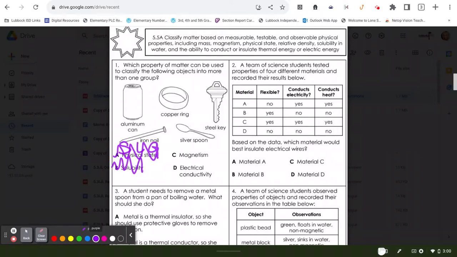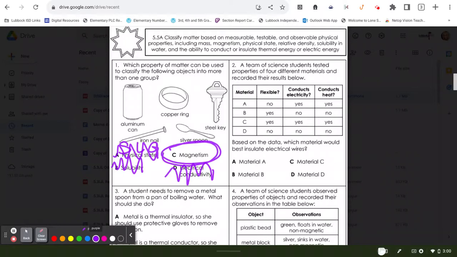You've done almost all of these except for that copper ring. We tested in class together. That's not going to let us split into multiple groups. But we do know that not all of these are magnetic, and some of them are. So we will be able to classify them by magnetism, some that are magnetic and some that are not.